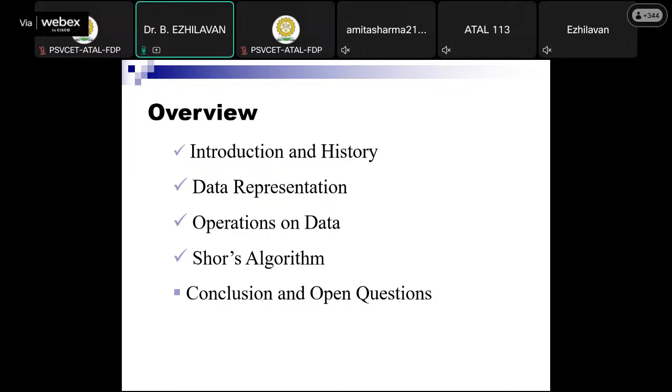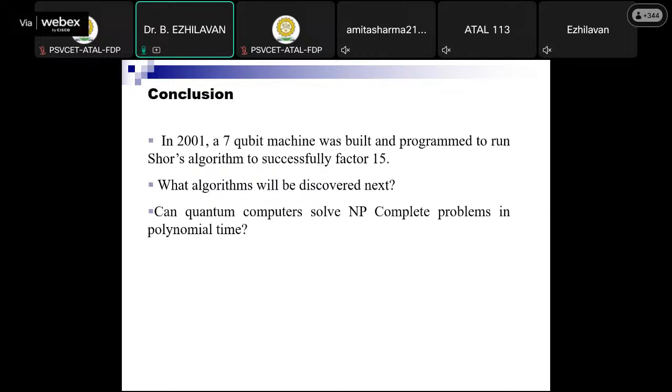Then, an overview of the things we saw today: introduction, history, data representation, operations on data, Shor's algorithm, conclusion and open questions. Conclusion: in 2001, a 7-qubit machine was built and programmed to run Shor's algorithm to successfully factor 15. What are the calculations we saw now? Then what algorithm is discovered next? Can a quantum computer solve NP-complete problems in polynomial time?